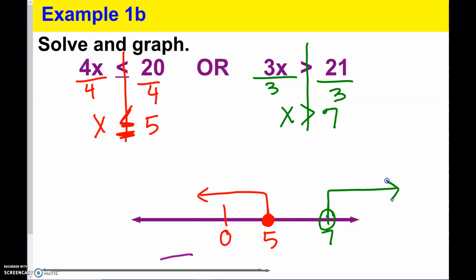so it shades out. Do you see how all of these OR problems that we have done are shading away from each other? They're going out. So you can pick a number over here, -10, and it would work. Or you could pick a number up here, 28, and it would work. Either or.